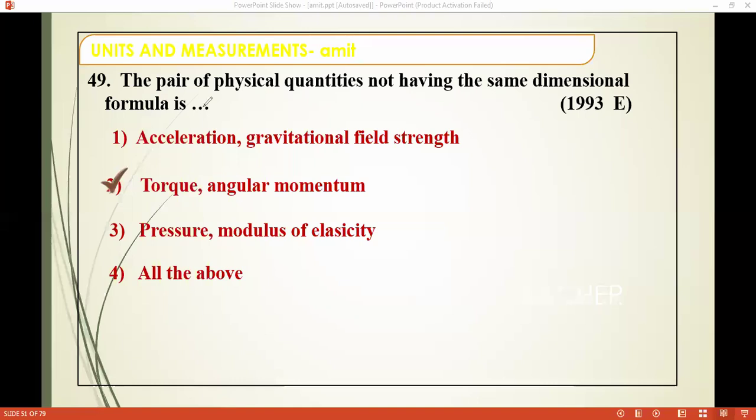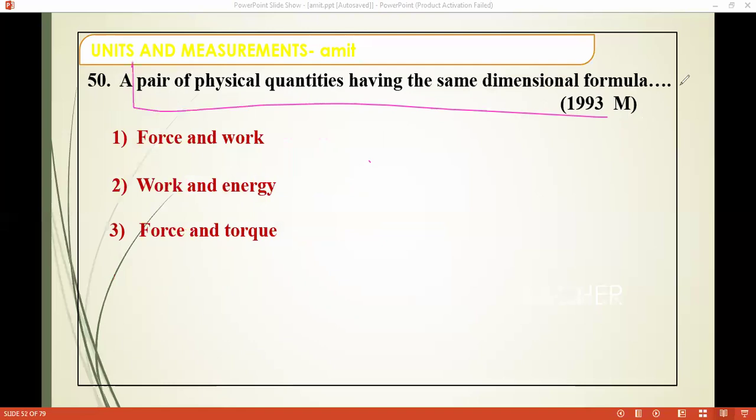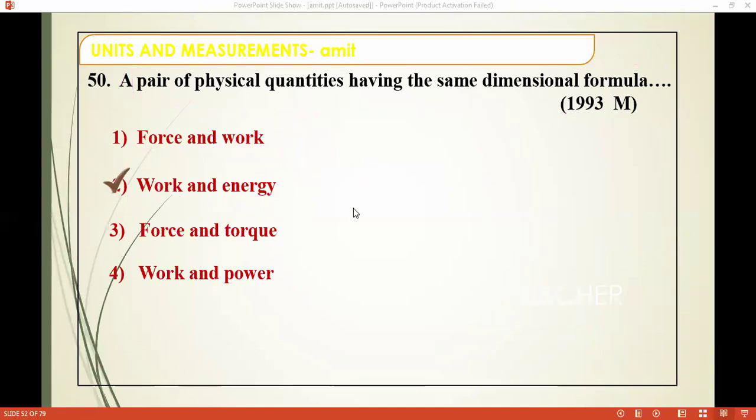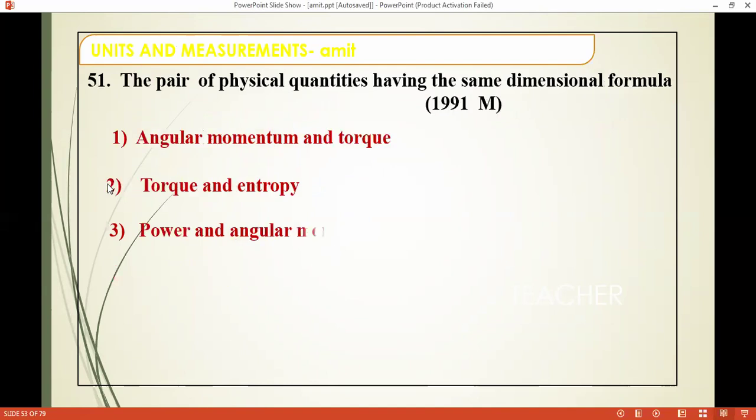Pair of quantities having the same dimensional formula: that is, force and not work and energy. Same, force and torque will not, okay, and work and power will not, so we go with work and energy. Many of these questions will come, but people who are aware can do that question, while most people are not aware. So that's why they don't do even these questions. The pair of physical quantities having the same dimension, like angular momentum and torque.